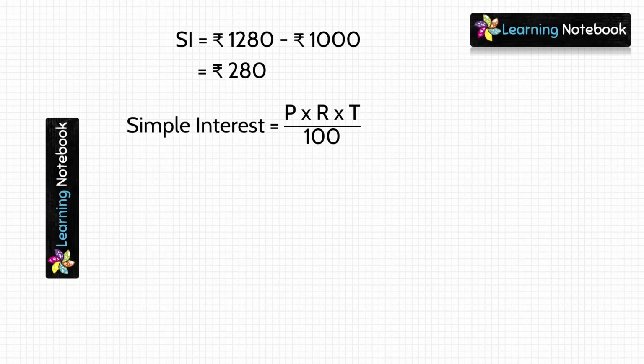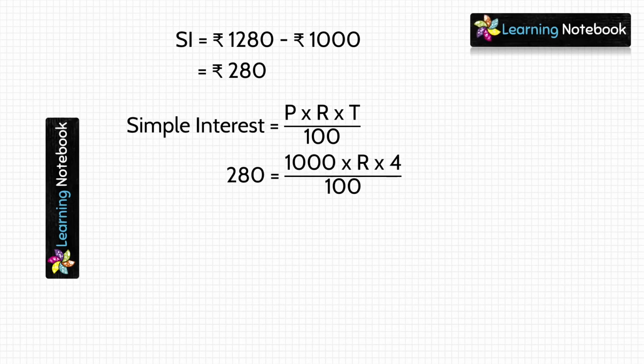And we know simple interest equals P into R into T divided by 100. So let's put all these values here and we get 280 equals 1,000 into R into 4 divided by 100. So now students, we are going to calculate the rate of interest. Let's simplify it and we get 280 equals 40 into R.